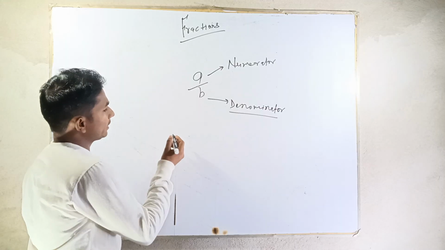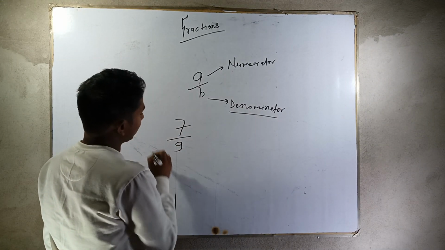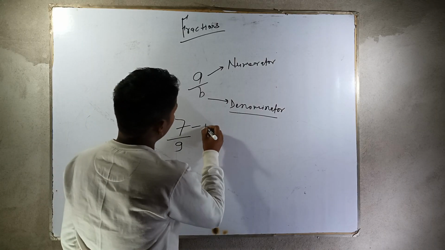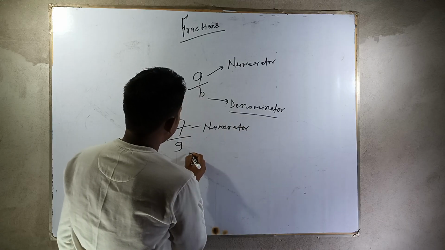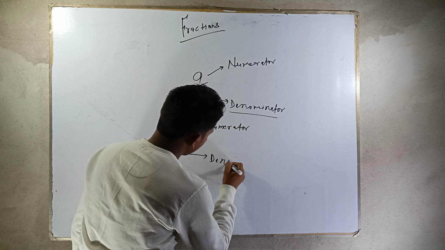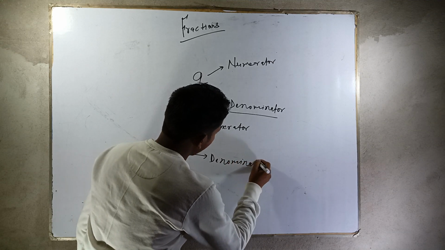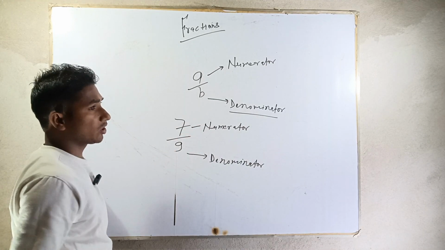As an example, suppose we have 7 by 9. So 7 is called the numerator and 9 is called the denominator. The lower part is called the denominator and the upper part is called the numerator.